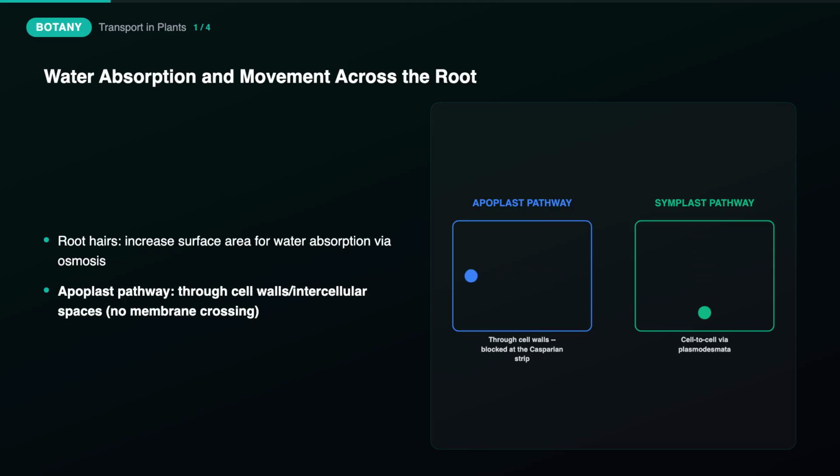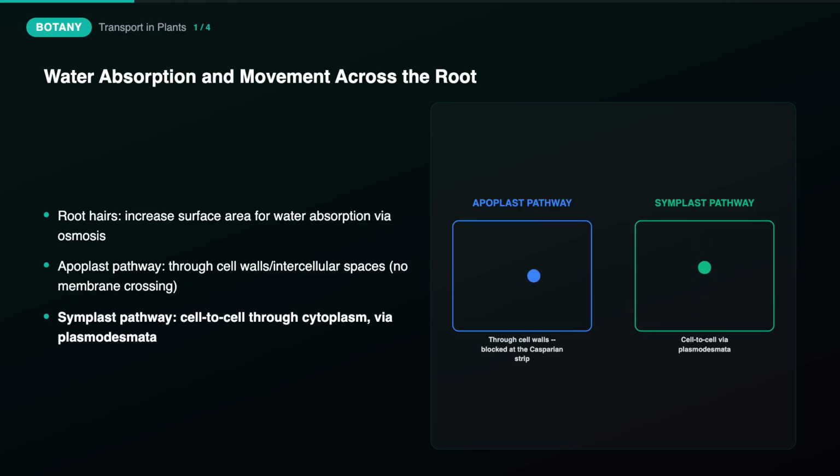The apoplast pathway involves water moving through the interconnected, non-living cell walls and intercellular spaces, without ever crossing a cell membrane, and this pathway offers comparatively little resistance to flow. The symplast pathway, in contrast, involves water moving from cell to cell through the living cytoplasm, passing through tiny channels called plasmodesmata that connect adjacent cells.